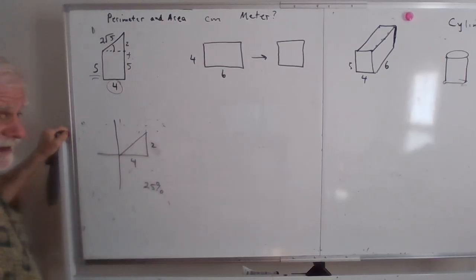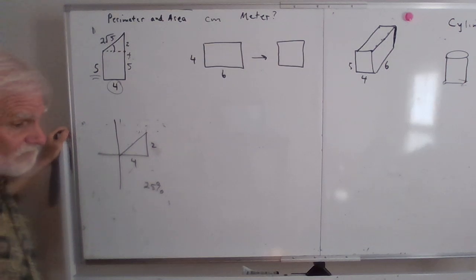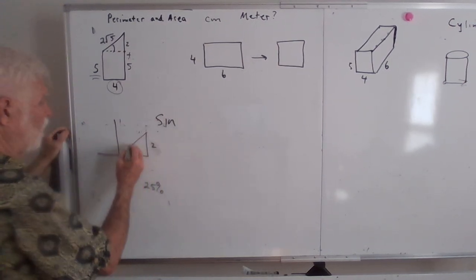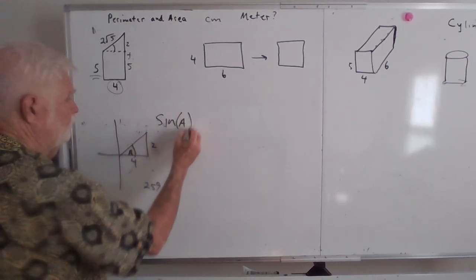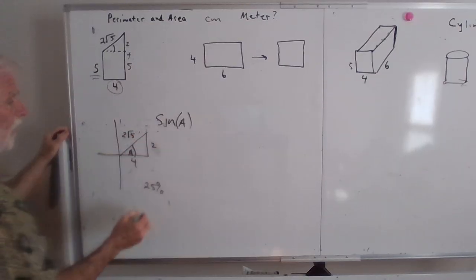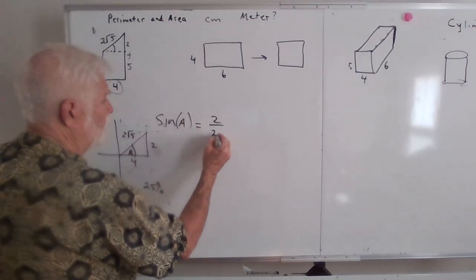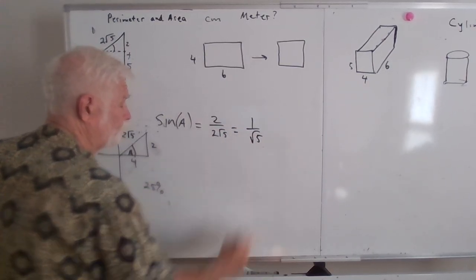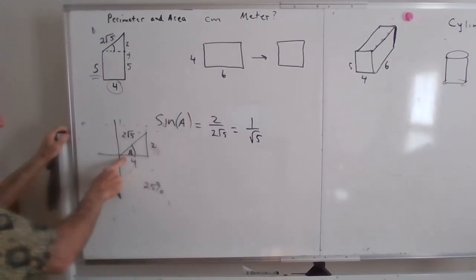But if I want to find out to some degree of accuracy, then I need, well, first off, let's get the sine. The sine, let's call it angle A. All right, what's the sine of angle A? Well, we figured out that was 2 root 5, so it's 2 divided by 2 root 5. And if we want to reduce it, it's 1 over root 5. All well and good. But it didn't answer what the angle is.